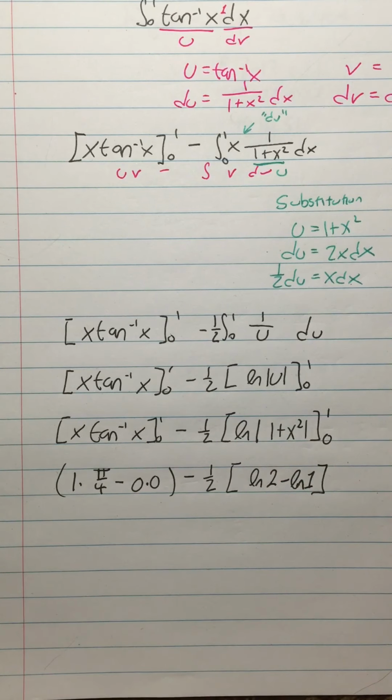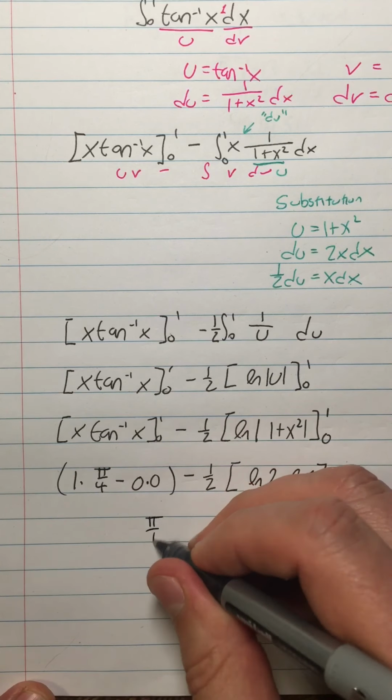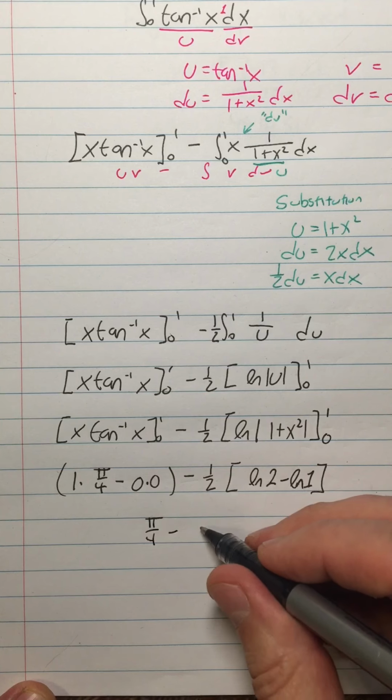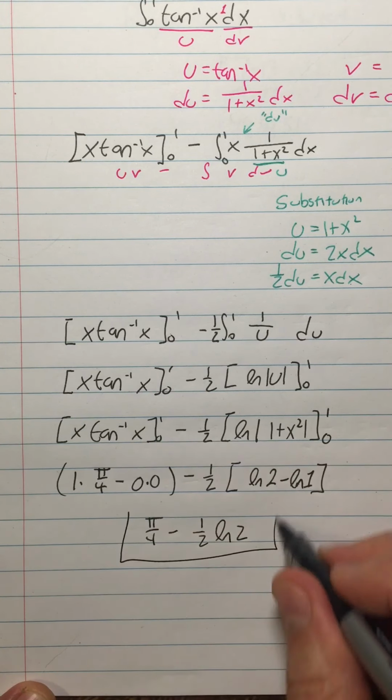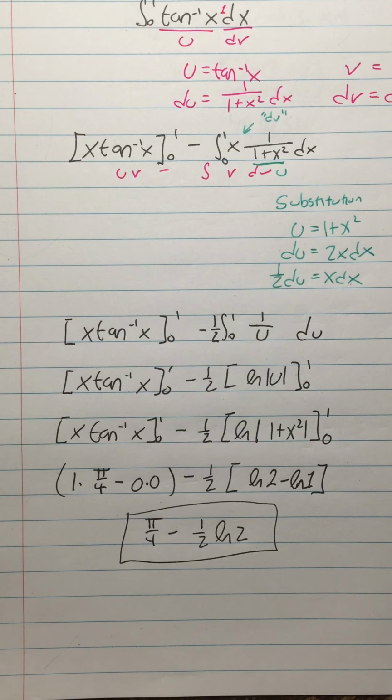You could put this in your calculator and get a decimal, but why? Why would you put it in your calculator and get a decimal? When it's pi over 4 minus 1/2 ln 2, we all know ln of 1 is 0, so this is your answer. Isn't that a nicer answer than some big jumble of decimals? It's very nice.